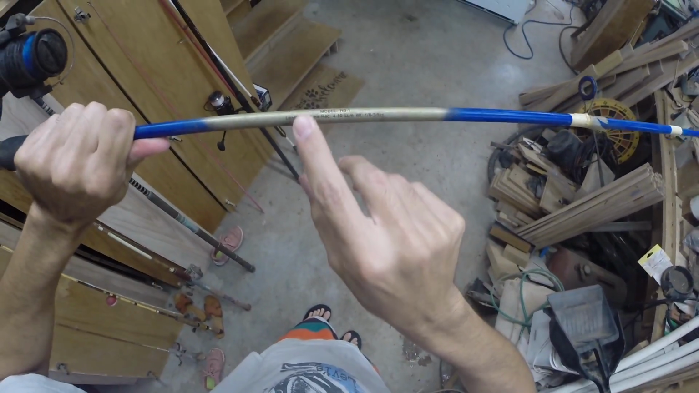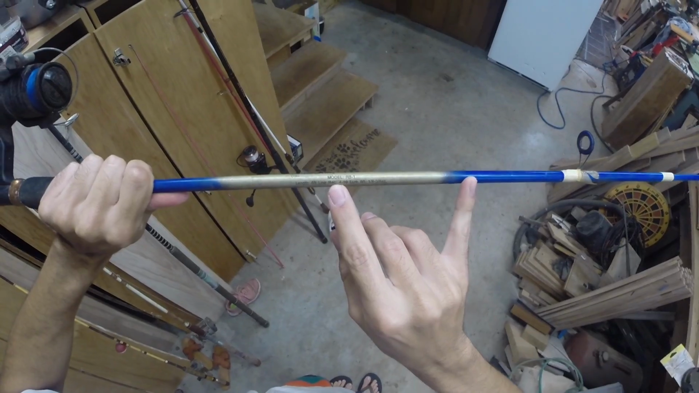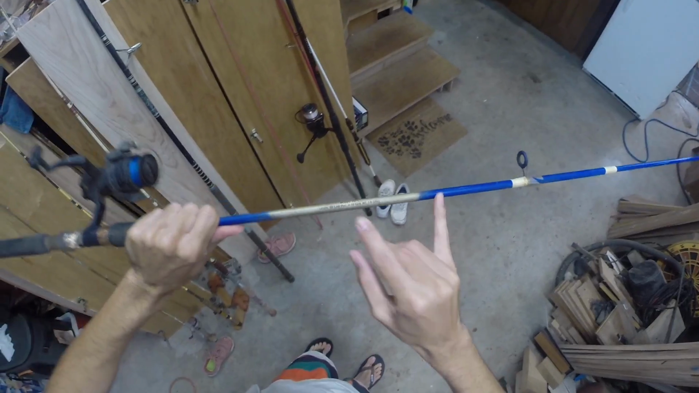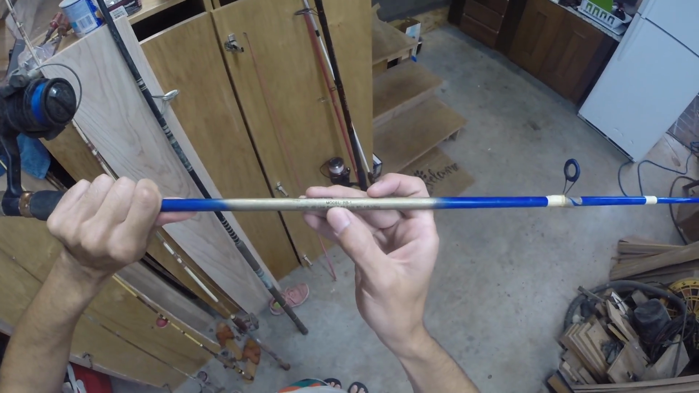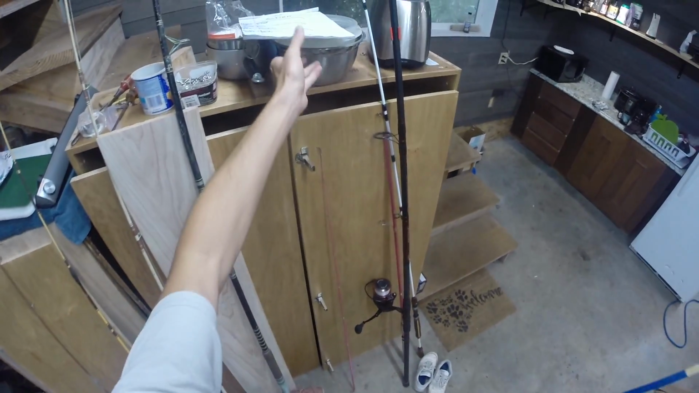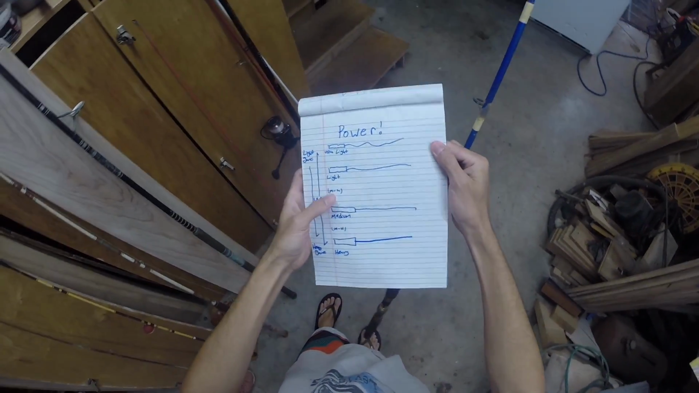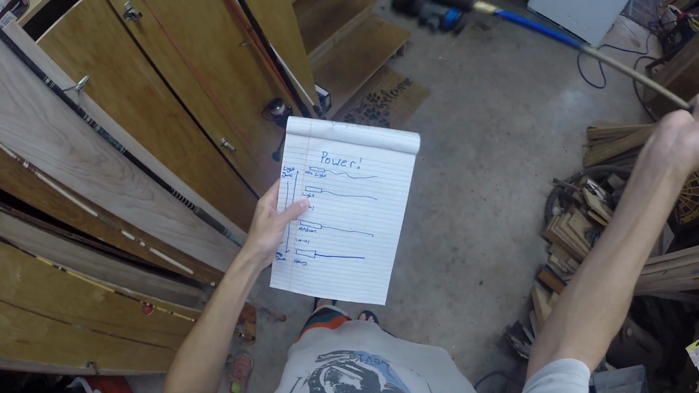Oh, this one has something on there. So this is 6 foot, line recommendation 4 to 10, lure weight 1/8 to 3/8 ounce. From these weight definitions, we can infer the power of the rod at least. Probably going to be right here in the light area.